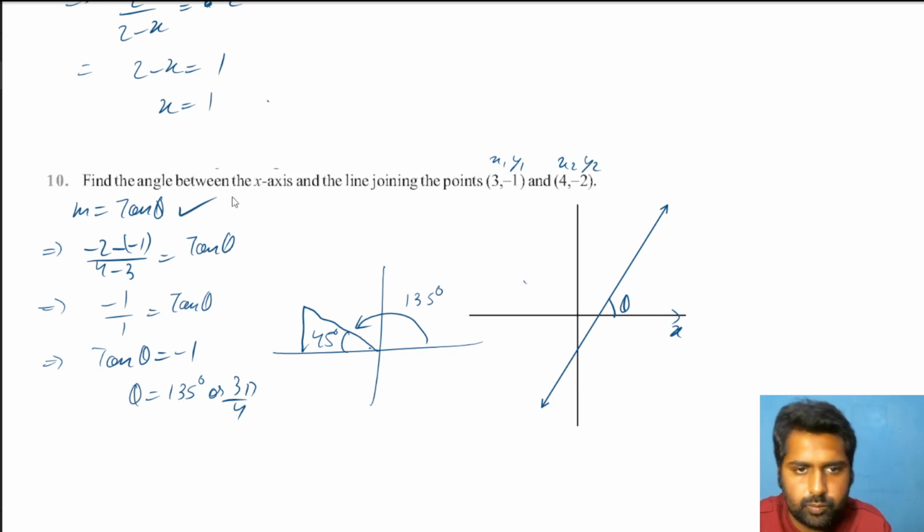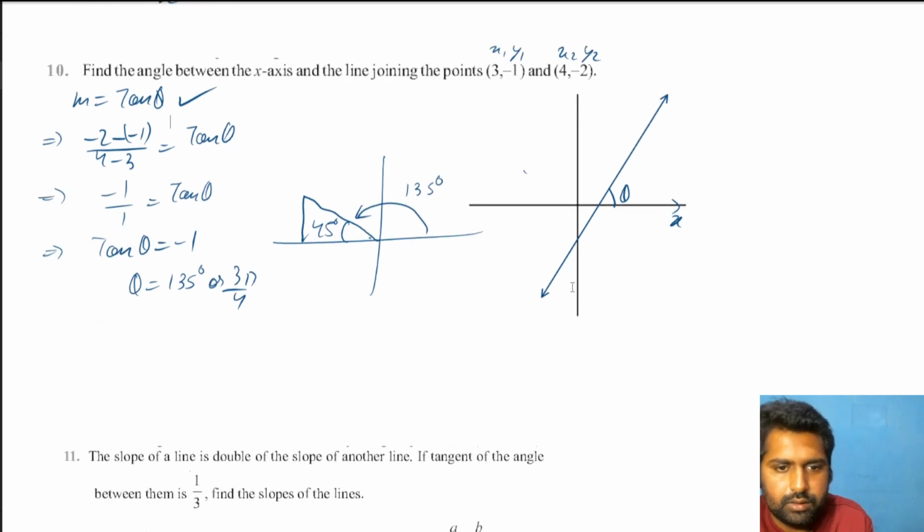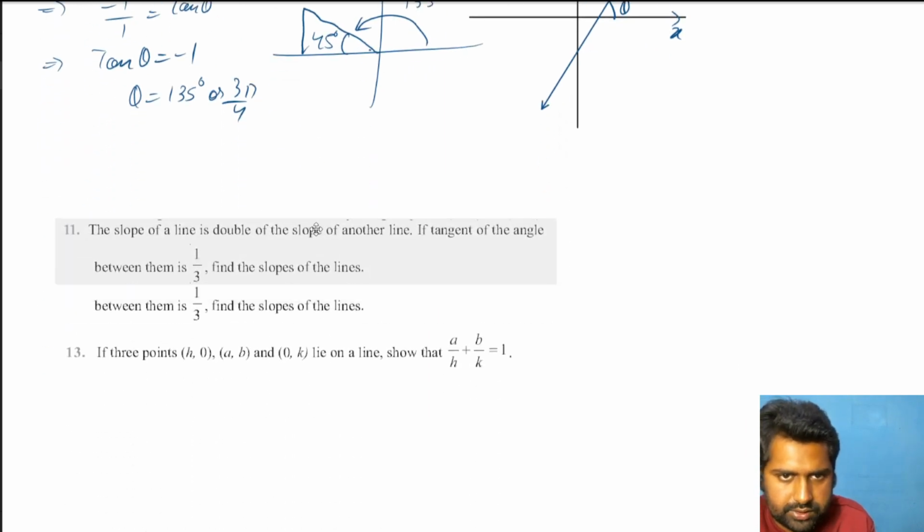Again, the idea. How will we calculate the angle with x-axis? First we'll calculate slope, and slope is tan theta also. Theta is angle with x-axis. Okay, let's do one more.